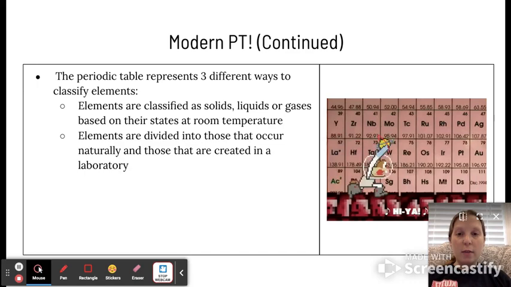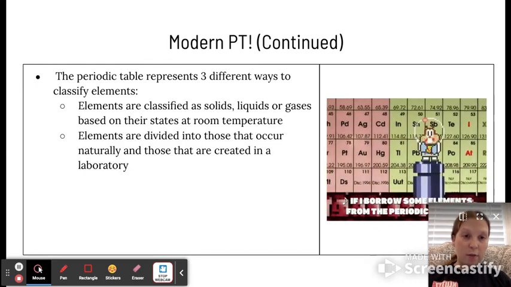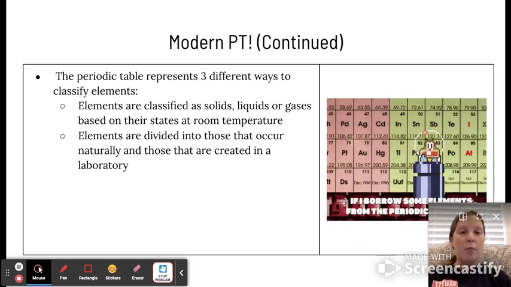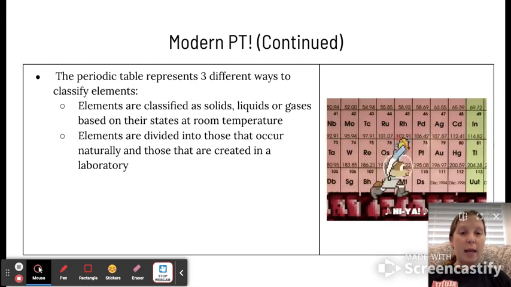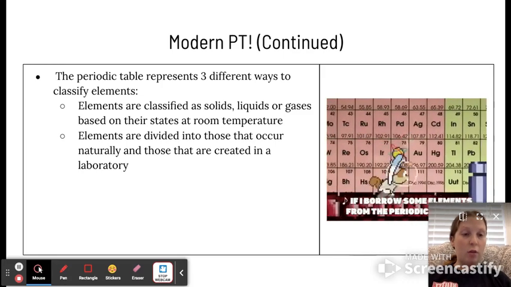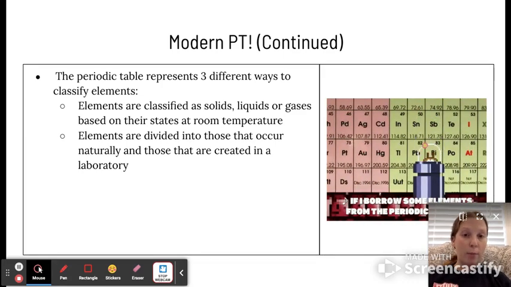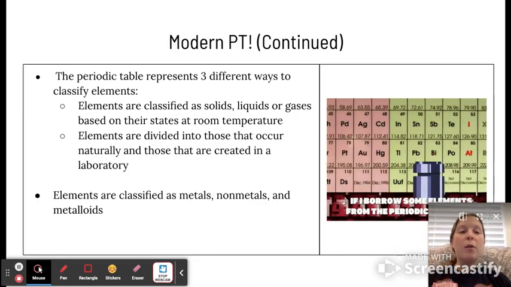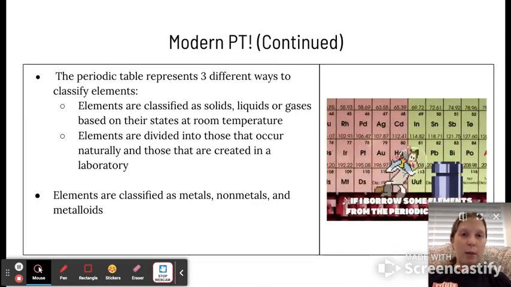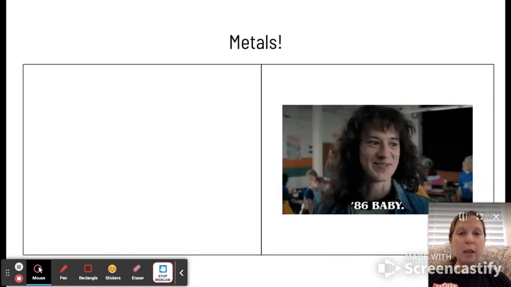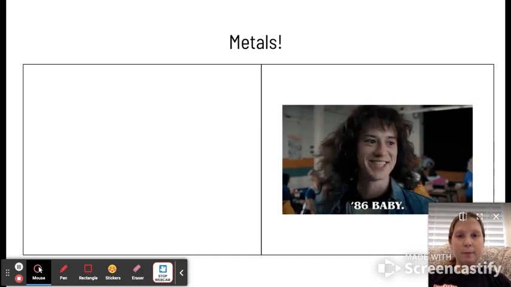Elements can also be divided into those that occur naturally versus those that were synthetically made in the lab. Usually if they are synthetically made, then they don't have a decimal value average atomic mass. They have a whole number because they were made in the lab, which means they don't have isotopes. But the way that we tend to look at the periodic table being broken down the most is metals, nonmetals, and metalloids. And that's what we're going to focus on today.